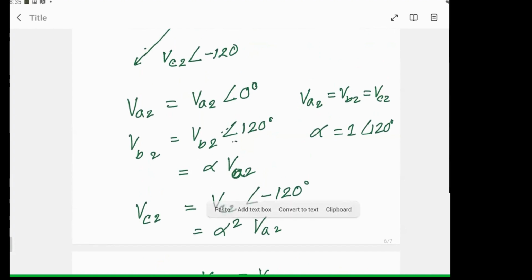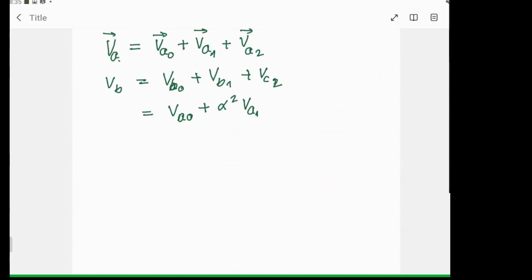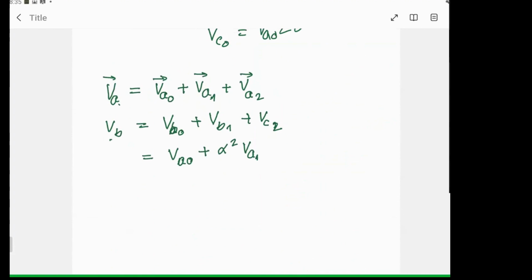Minus 120. So this is the B phase, right? So this is V0, I have to add. Then this is V1 and this should be V2. That's what I have made wrong here. So all the symmetrical components I have to add. Whenever I have added A, so A0 I have added, A1 I have added, and A2 I have added. Now, whenever I am considering V, it would be zero sequence, positive sequence, and negative sequence of that phase.